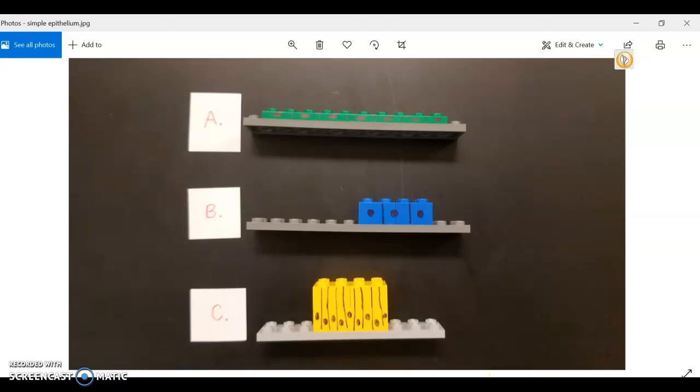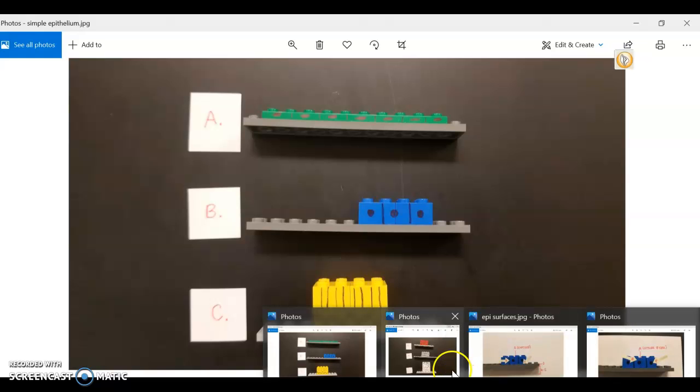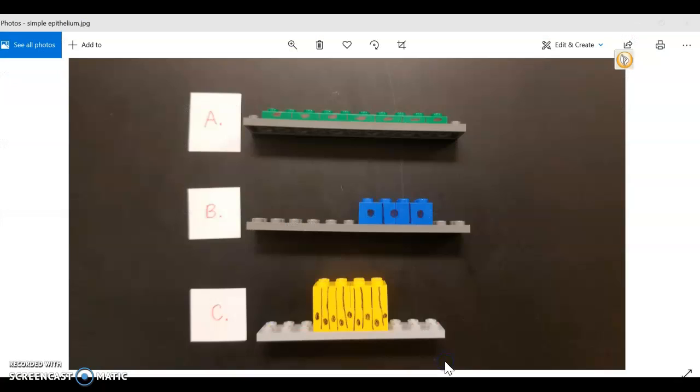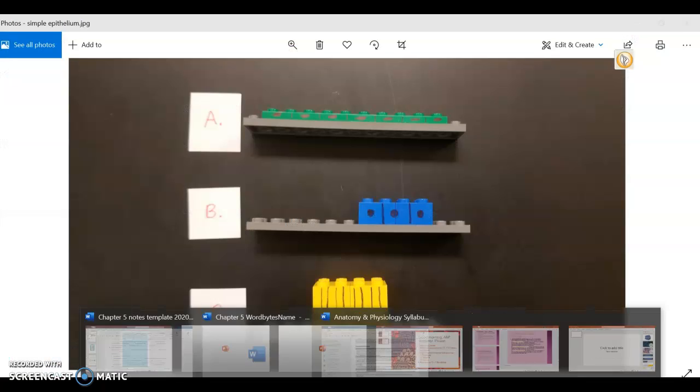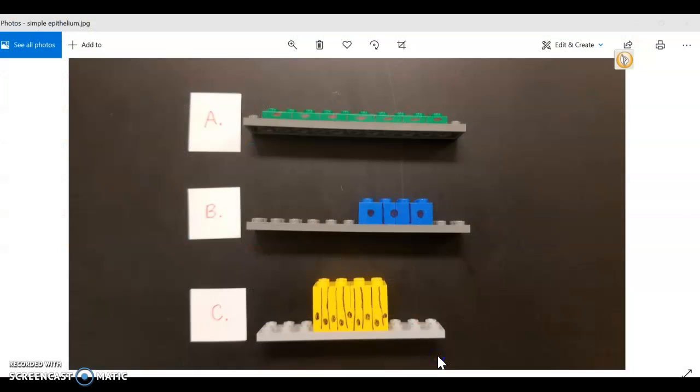Then the other type that we have is what's called pseudostratified, and if you remember from our word bites, pseudo means false, so pseudostratified or falsely stratified.